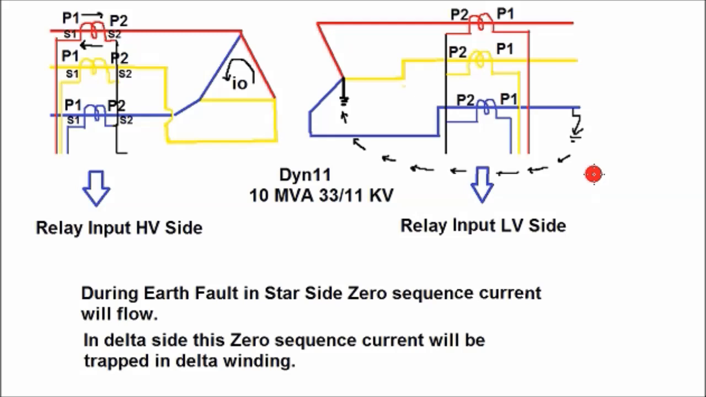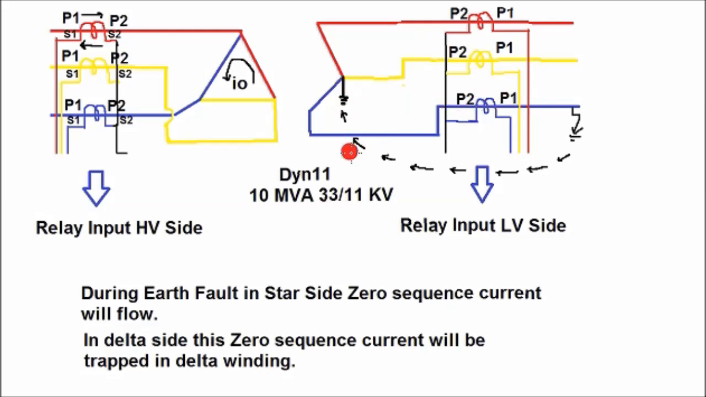Now consider an earth fault in the blue phase on the LV side, outside the zone of the differential relay. Due to the earth fault, the fault current will flow towards the earth and try to flow to the neutral point via the earth connected to the neutral point, and it will come back to the fault point via the blue phase winding. So this is how the fault current will flow via the winding and come back to the fault point. The relay will sense the current in the P2 to P1 direction.